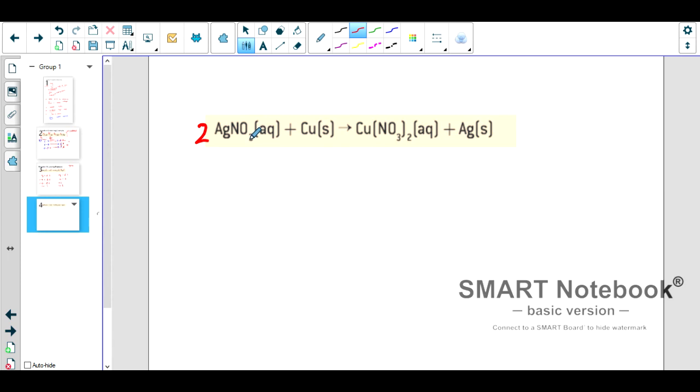So it's balanced, 6 here and 6 here. Nitrogens are already balanced. Copper is balanced, but you have to put a 2 here to balance the Ag. You can do it directly also. Rough work is not mandatory.